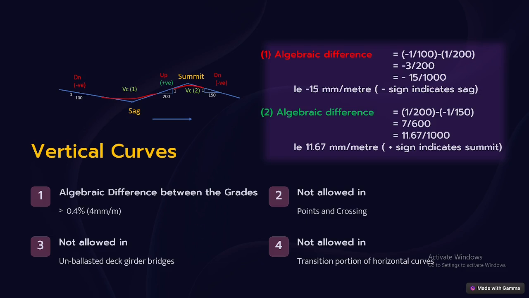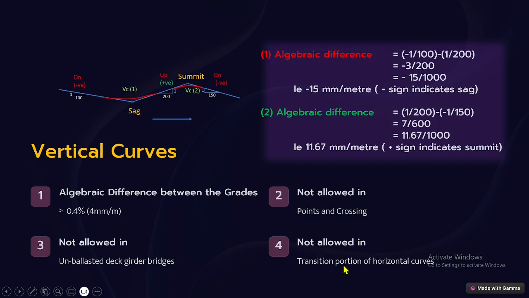And so the location also is supposed to see that we should not allow the vertical curve: the unbalanced deck bridges, girder bridges and all, and points and crossing. Because at points and crossing, there are a lot of connections and discontinuity. With a vertical curve there is a chance of the rail lifting up at the discontinuity portion, and some derailment.